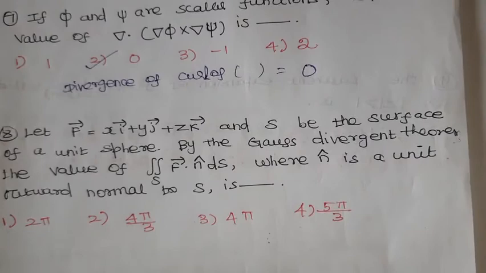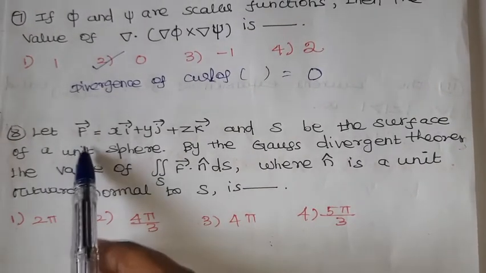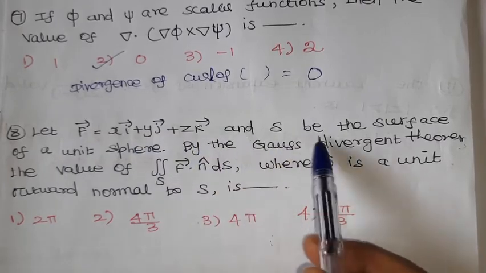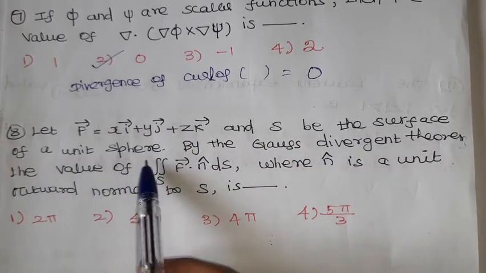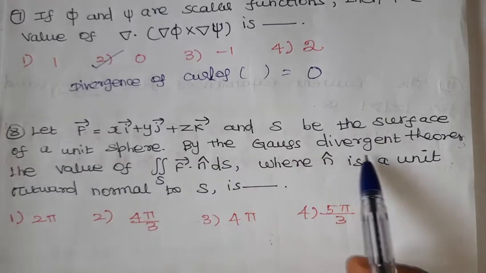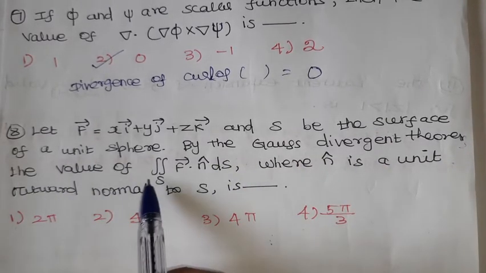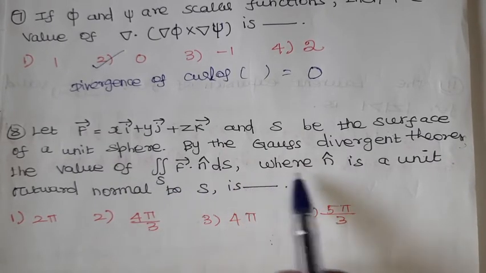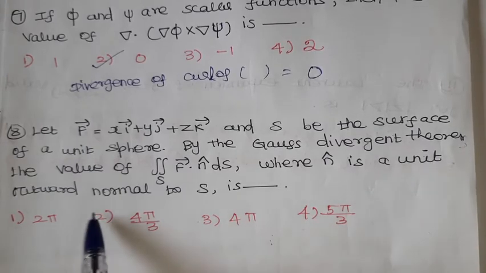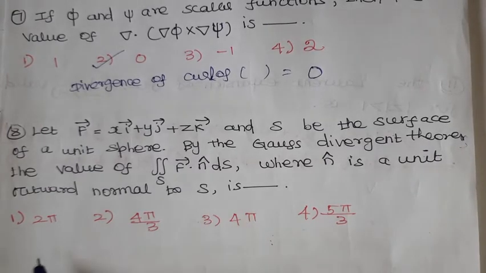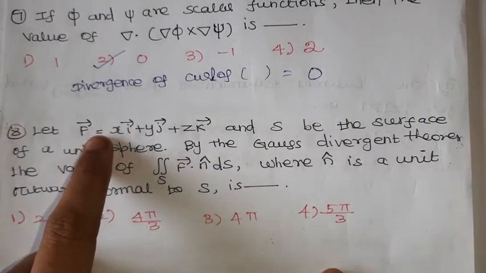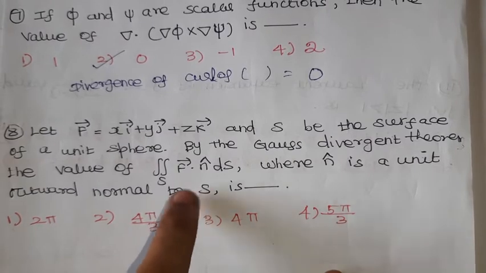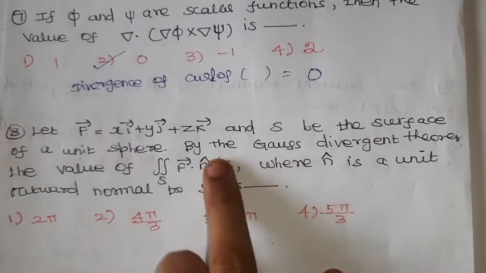Next problem is the 8th problem. Let f equal xi plus yj plus zk and S be the surface of a unit sphere. By the Gauss divergence theorem, the value of the double integral over S of f vector dot n cap dS, where n cap is the unit outward normal to S, is, we have to solve that. What is given? F vector is given. We have to find the surface integral by the Gauss divergence theorem.